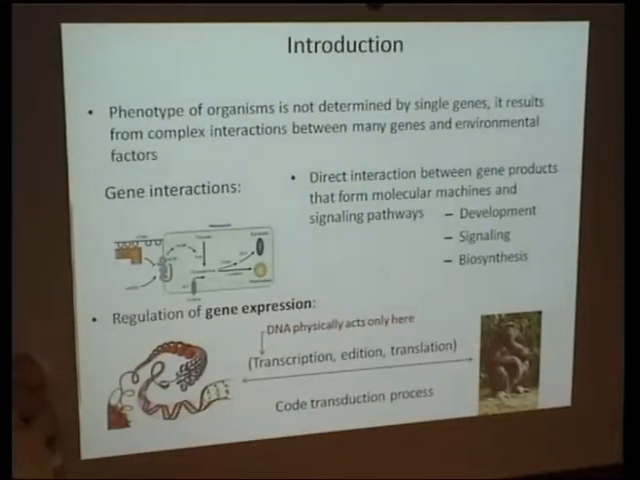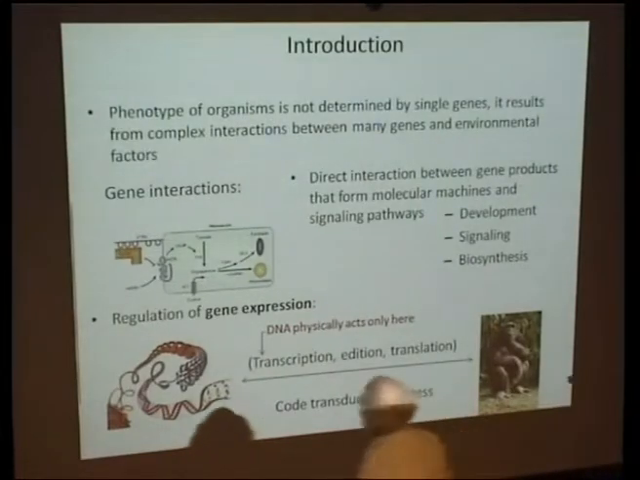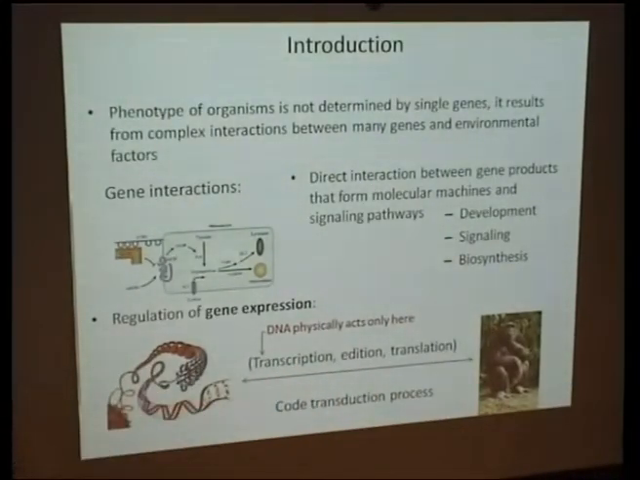Never mind. So it results from the complex interaction between many genes and environmental factors. It can be understood as the interactions between gene products that form developmental pathways and signal transduction pathways, and also the biosynthesis pathways, which include the metabolic networks. You can also see it as the regulation of gene expression, which can be seen as a transduction process from a storage phase of a living being to the morphofunctional one.